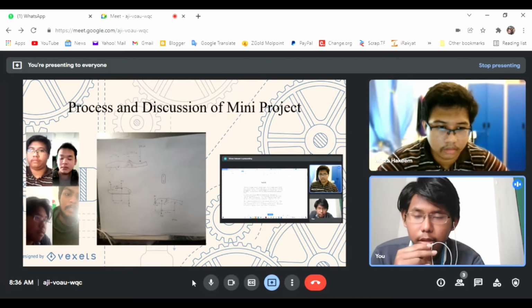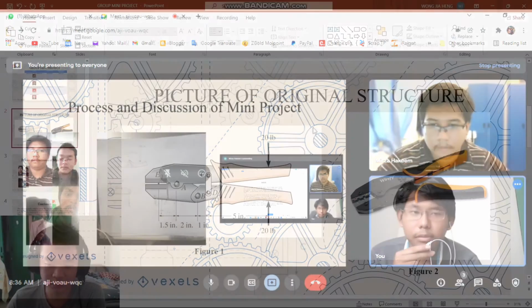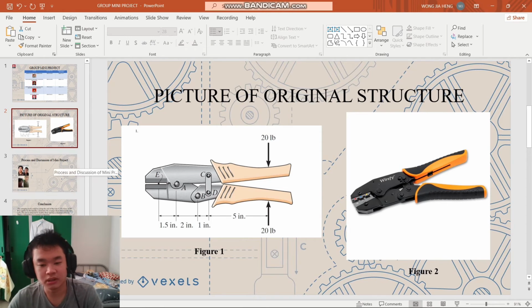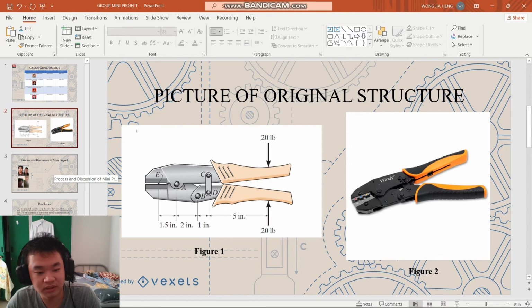We will proceed to the conclusion by Wong. My name is Wong Jahong, and I will be the member of our group to explain the mini project conclusion.